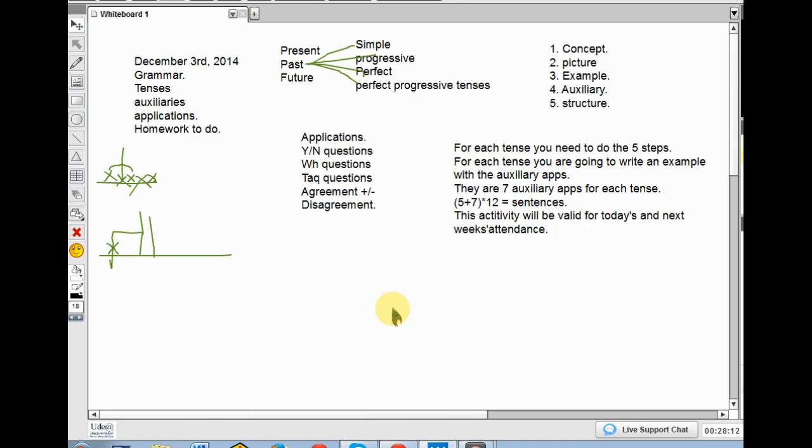Okay, for this agreement, as I said, it's like you are in agreement with another person, and you can be in agreement in a positive way or in a negative way. For example, Marcos loves rock music, and I do too. Marcos loves, that is present simple. The auxiliary for present simple is do. And I do too. I do is because it's in present. That is the auxiliary for present, and the structure is I do too. I, subject, auxiliary, too.